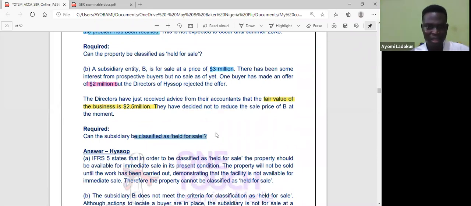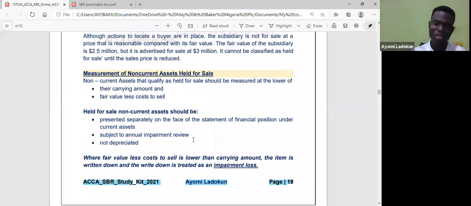Can they classify it as held for sale? The answer is no. Do you know why? The price is not reasonable in line with its fair value. That is it. That's what IFRS 5 is saying. So you have your answers there.